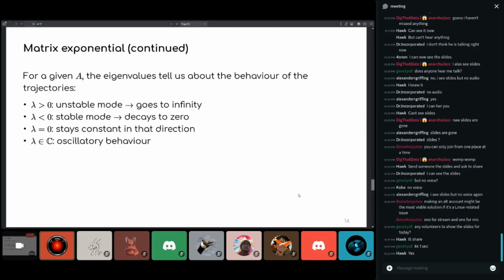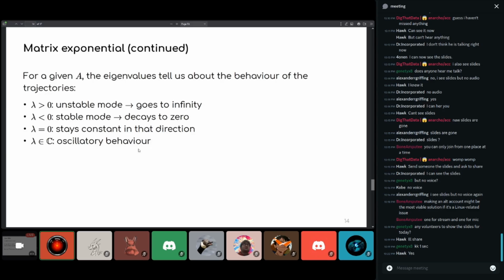So if we go to the next slide, what is nice about this last part is that we can just look at the eigenvalues of A, and that's going to tell us about the behavior of our system. If we have positive eigenvalues, then in this direction we're going to have exponential growth, so we go to infinity. If we have negative eigenvalues, that's going to be a stable mode because in that direction it goes to zero. And if we have lambda equal to zero, that's something that stays constant. You don't really move along that direction.